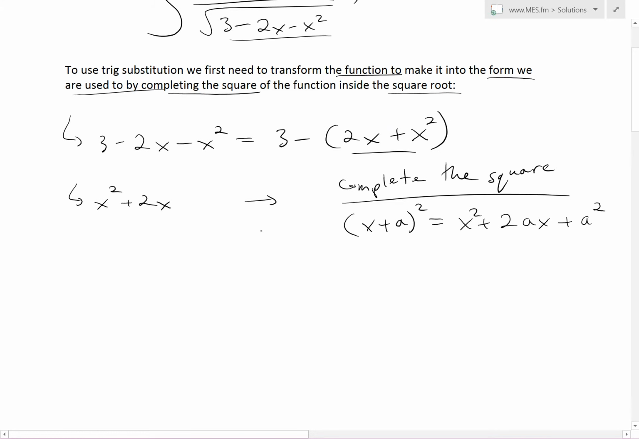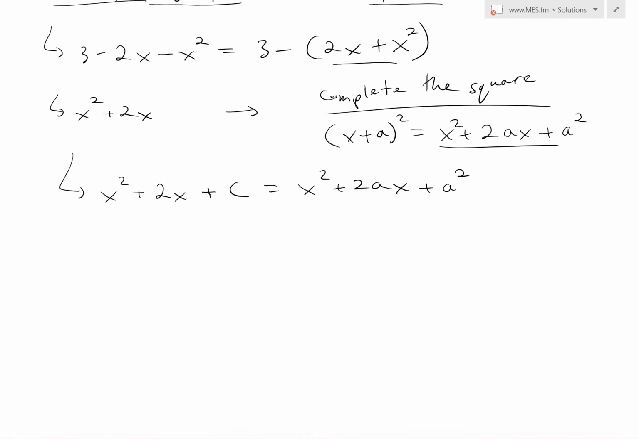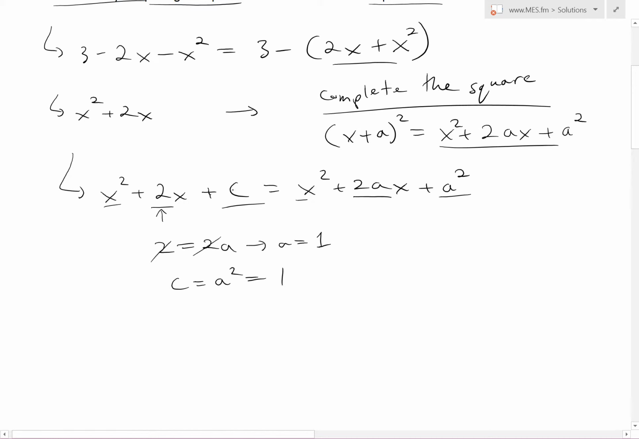If we were to write this in that form, what we would first need to do is add a constant. So let's just add a constant c, and now x squared plus 2x plus c equals x squared plus 2ax plus a squared. If this is the case, then this 2 right here has to equal this 2a. So 2 equals 2a, the 2's cancel, and a is equal to 1. And now this c is a squared, and x is just x squared. So we get c equals a squared, which equals just 1.